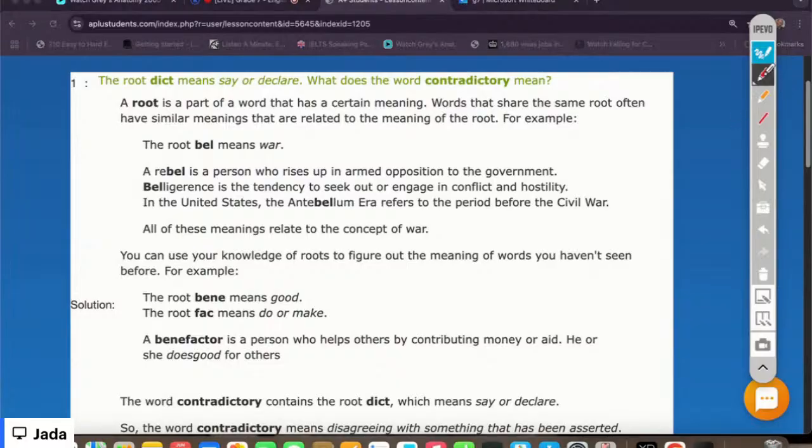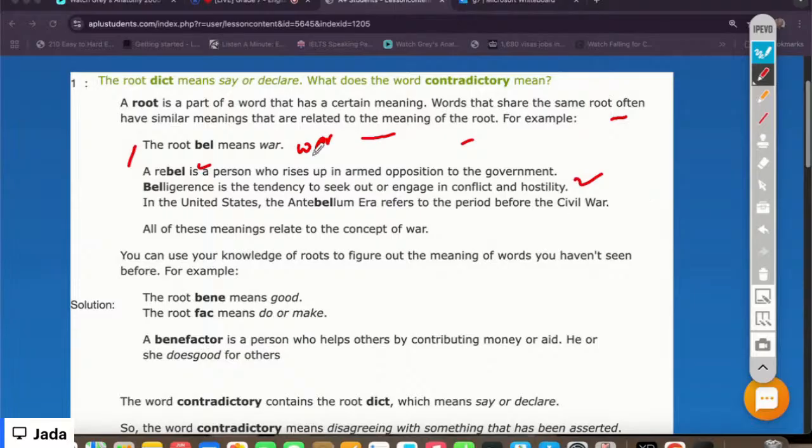A root is a part of a word that has a certain meaning. Words that share the same root often have similar meanings that are related to the meaning of the root. For example, the root bell means war. So, whenever you see the root bell, it means war. A rebel is a person who rises up in armed opposition to the government. And then we have belligerence, which is a tendency to seek out or engage in conflict and hostility.